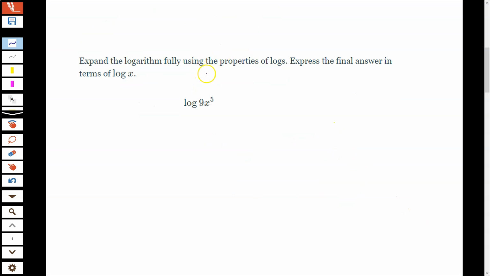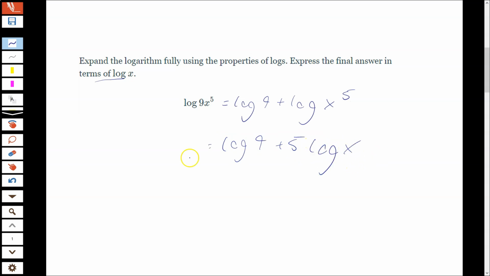Again, we're going to expand the logarithm fully and express the answer in terms of log x here. Remember, 9x to the fifth is really 9 times x to the fifth. So I'm going to split that up into log of 9 plus log of x to the fifth. I pulled that 9 out. Then just like before, I want to rewrite this with no exponent. Log of 9 stays the same, plus 5 times log x. Easy enough.